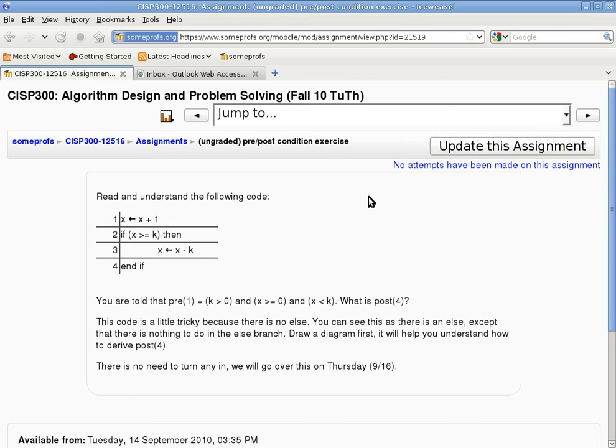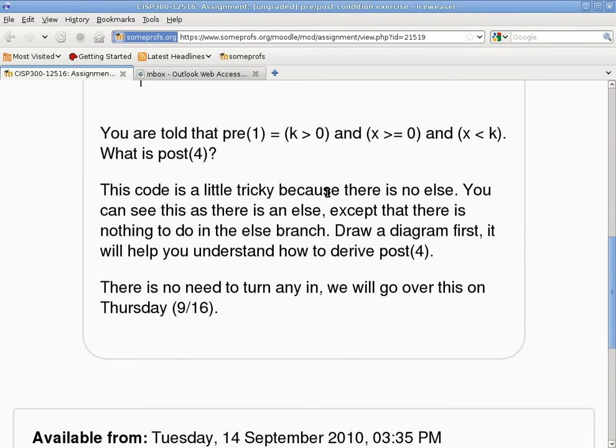And then I give you the assumption. Let me bump up the font size. You are told that the precondition of line 1 is k is greater than 0, x is greater than or equal to 0, and x is less than k. And the question is, what is post 4? Okay.